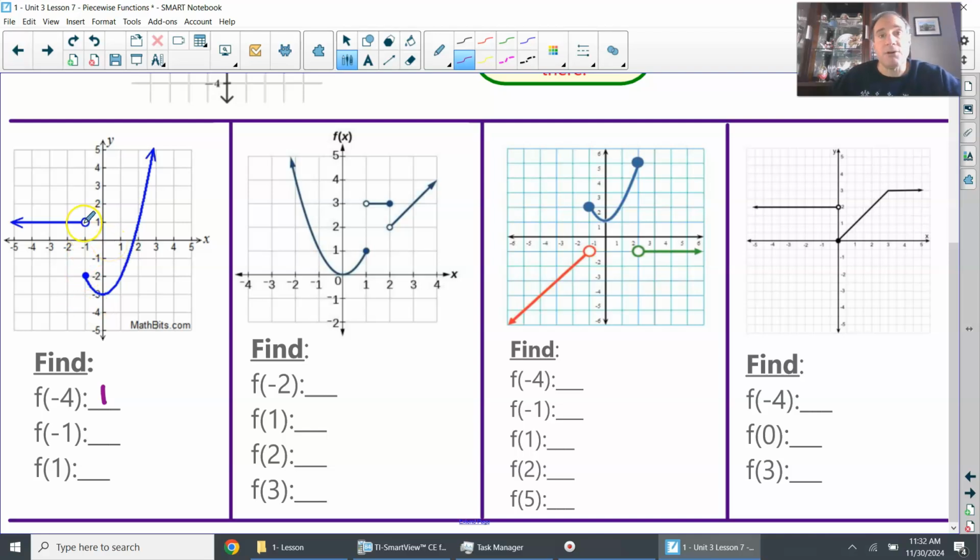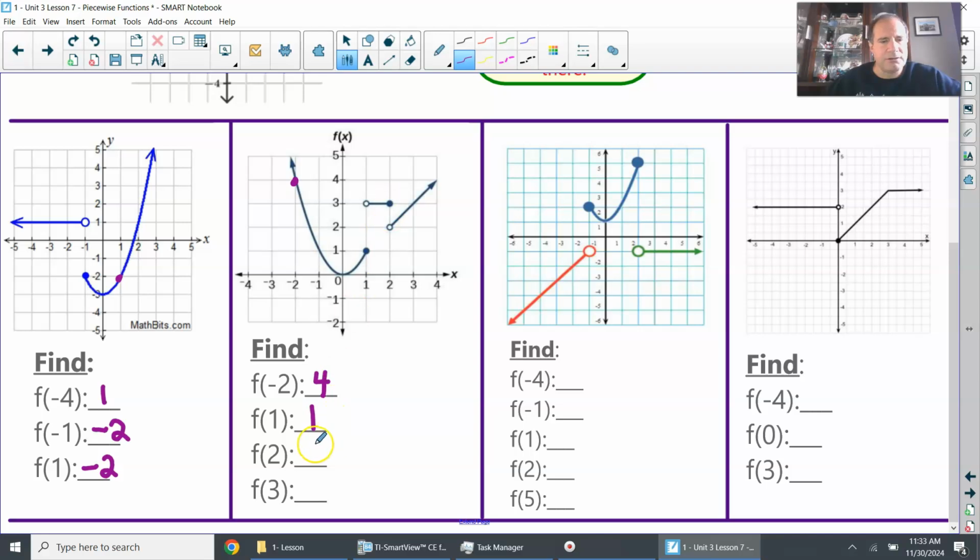When x is negative 1, what's the y? 1? No, it's an open circle. So you're going to go down to the closed circle. It's negative 2. When x is negative 1, the y is negative 2. When x is 1, what's the y? It's right there. It's negative 2. When x is negative 2, what's the y? 4. When x is 1, what's the y? 1. When x is 2, what's the y? Open circle, skip it. It means it's not included.